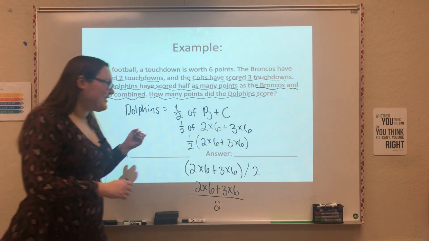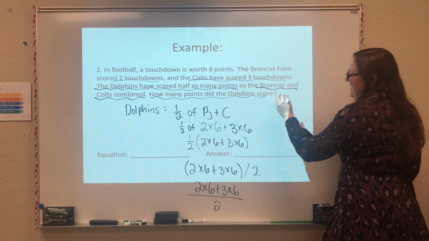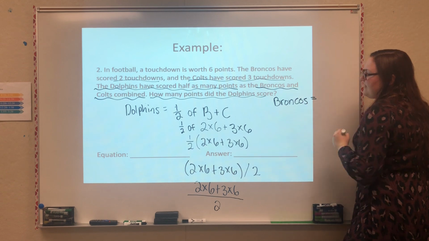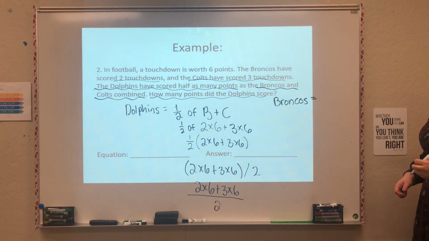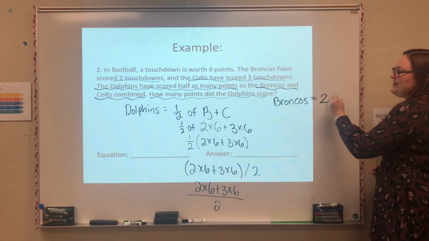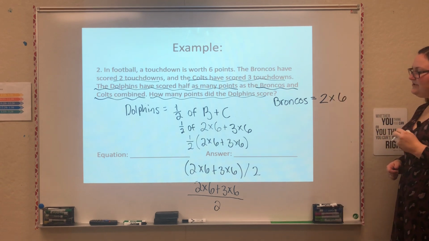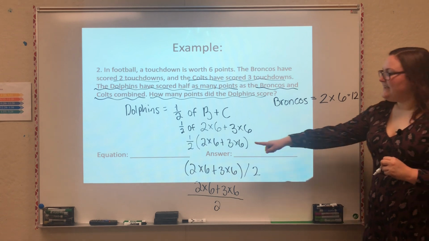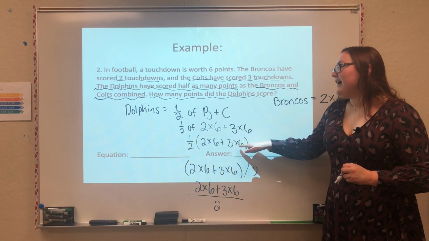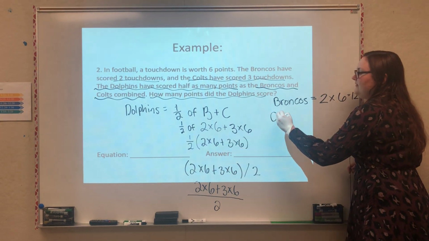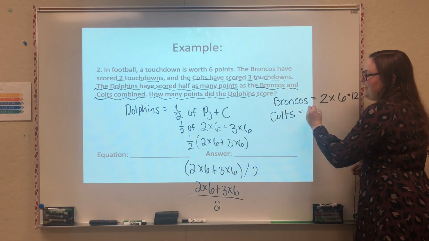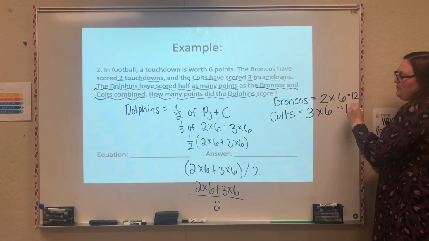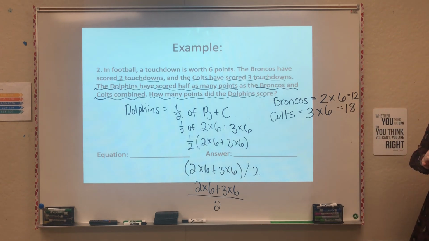Either way, we're going to have to start off by figuring out how many the Broncos got. And I do that by doing the 2 touchdowns times 6 points each, which gives me 12. So that's one of our steps. And then the other step is figuring out how many points the Colts got. The Colts got 3 touchdowns times 6 points each, which would be 18 points.